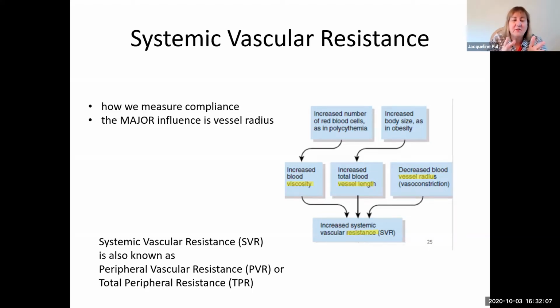And so systemic vascular resistance also has some synonyms. It's also known as peripheral vascular resistance because the heart is central and this is all peripheral. And sometimes it's also known as total peripheral resistance. So that is it for this section.